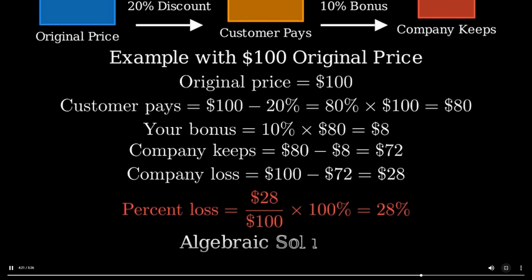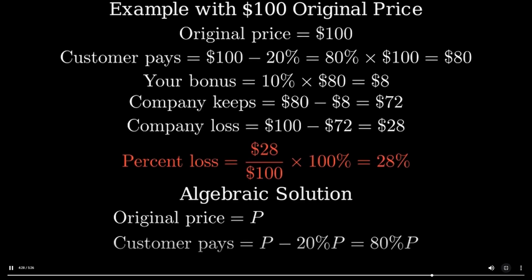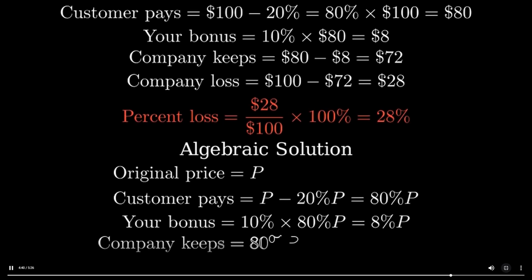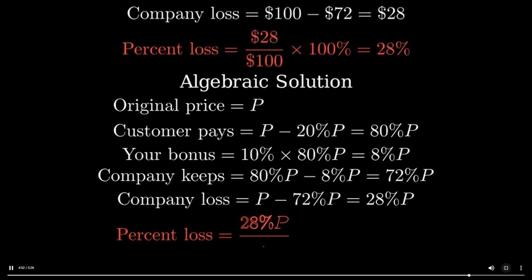We can also solve this problem algebraically, using variables instead of specific numbers. Let's say the original price is P. After the 20% discount, the customer pays 80% of P. Your bonus is 10% of what the customer pays, which is 10% of 80% of P, or 8% of P. So the company keeps 80% of P minus 8% of P, which equals 72% of P. The company's loss is P minus 72% of P, which equals 28% of P. Therefore, the company loses 28% of the original price.